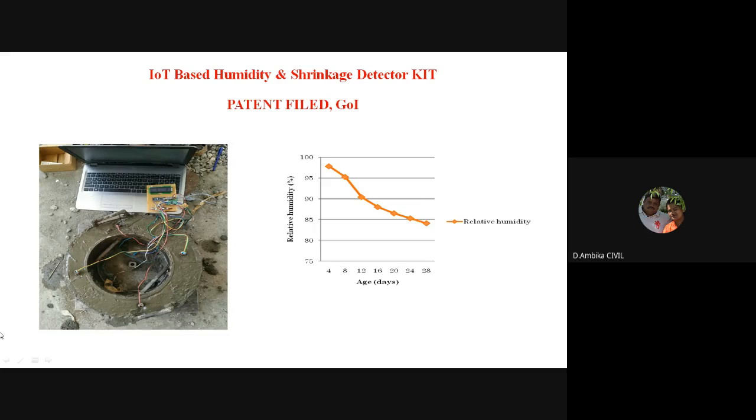So we got into the Internet of Things in order to predict the humidity and the shrinkage. We have different sensors like a temperature sensor, humidity sensor, etc. The shrinkage I have measured is the autogenous shrinkage, and this is how the testing is in progress. This is a ring and the testing is in progress.